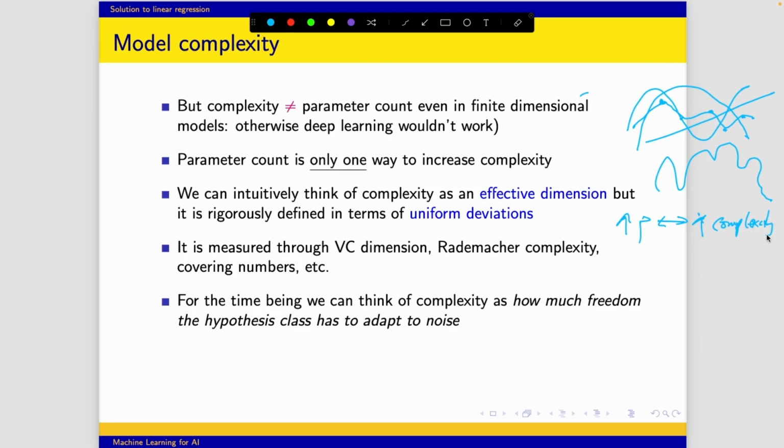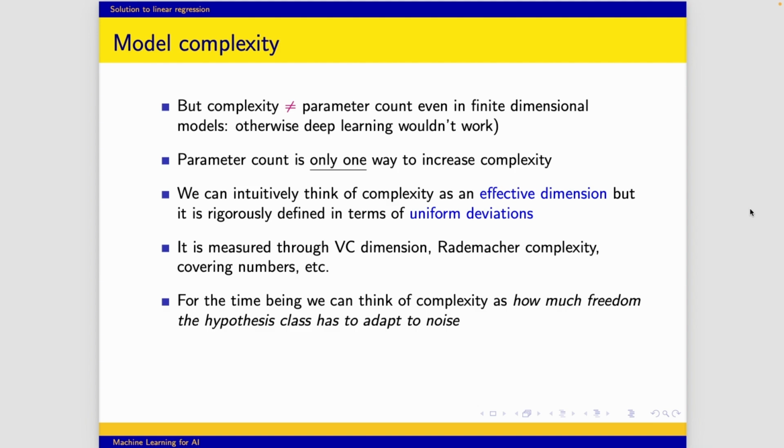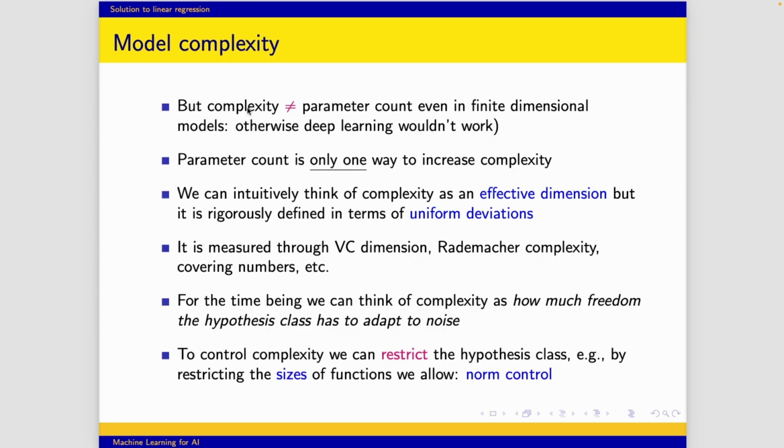So using this as an example makes things rather simple, but also perhaps a bit misleading, because this relationship, the parameter count equals complexity, is in general not true. And we will make this rigorous later on, but here we won't get bogged down in it too much. So to control complexity, what can we do? Well, essentially what we have to do is restrict our hypothesis class. We have to remove from it certain types of functions, which are perhaps too expressive or have too much ability to adapt to noise.